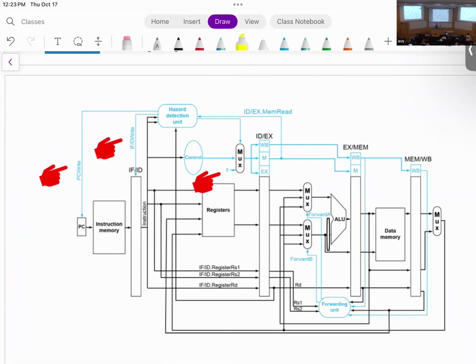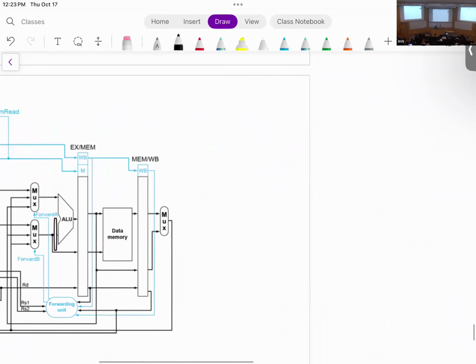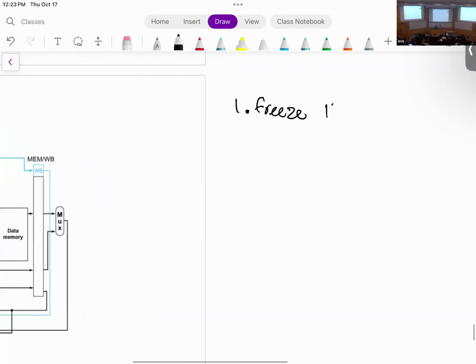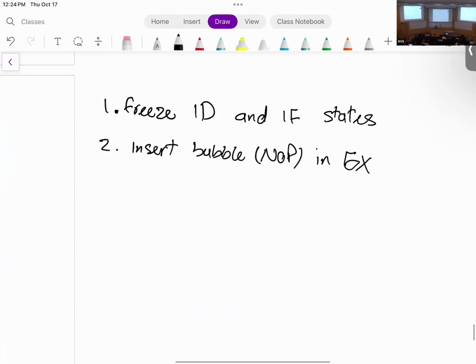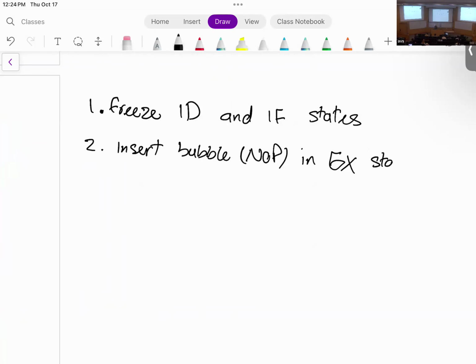The idea of inserting a bubble, if you remember, needs 2 things. One was we need to freeze the instruction decode and instruction fetch stages. And the second thing is that we need to insert a bubble, which was a no-op, in the EX stage. And then this bubble will basically just move forward. Once I insert it, it will just pass over by itself. Okay, so I need to do these two things.